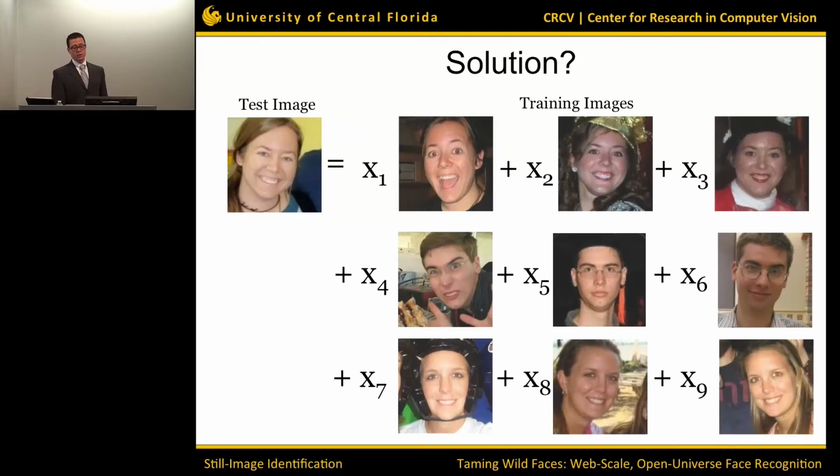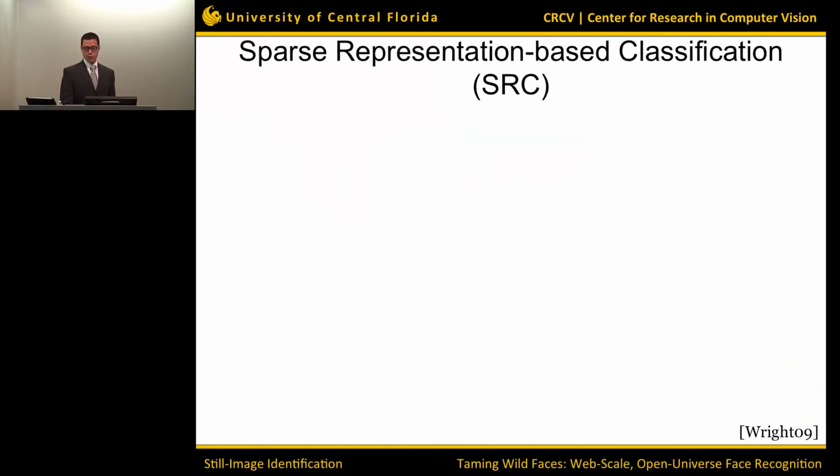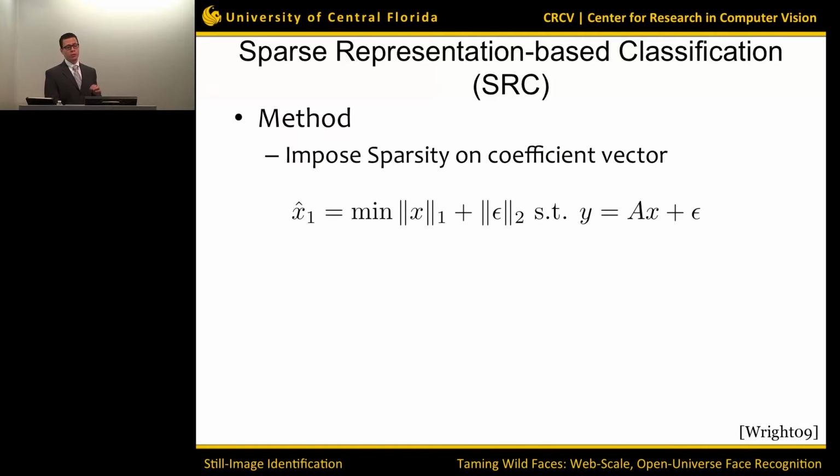We know that the test image is represented by a few images that actually correspond to it within the training gallery, while the contribution from the others should be 0. Therefore, given a sufficiently large training gallery, this coefficient vector should be very sparse, meaning that you have a few non-zero values and the rest are 0. So what sparse representation-based classification proposes is the same minimization as before, but imposing an L1 norm on the coefficient vector, which emphasizes sparsity.